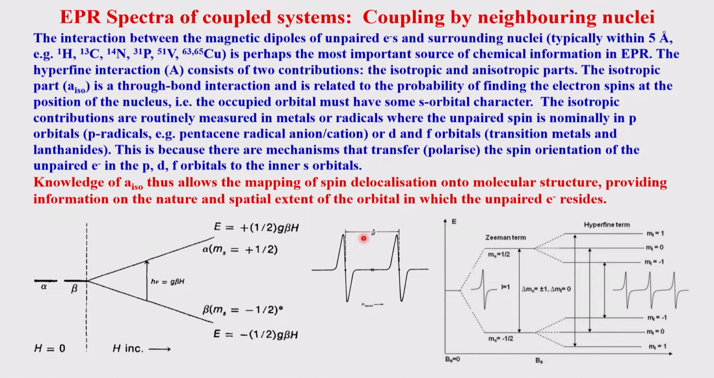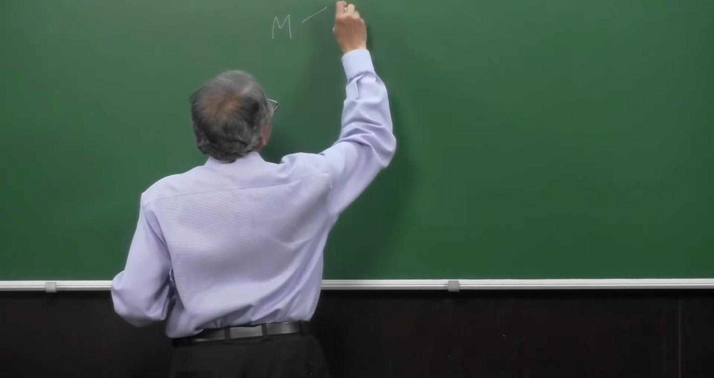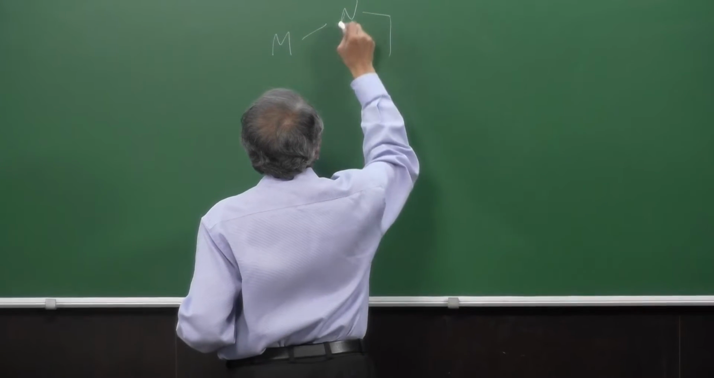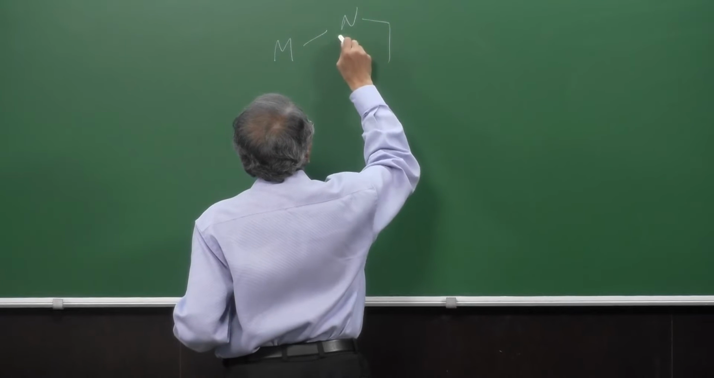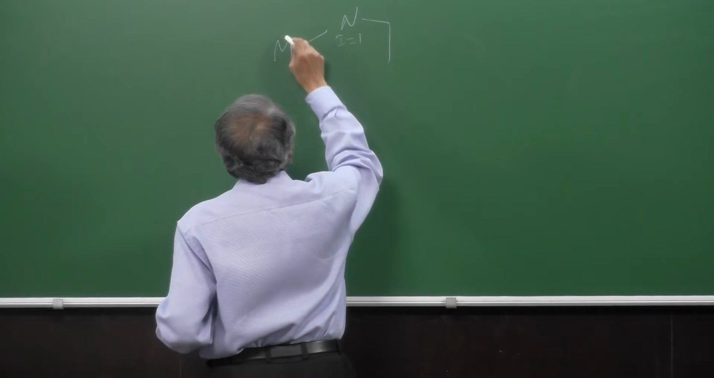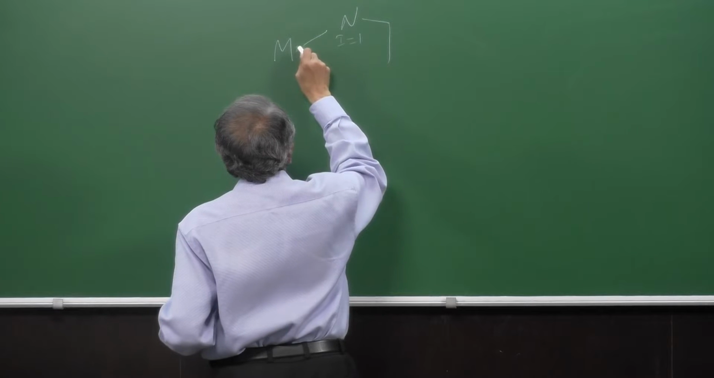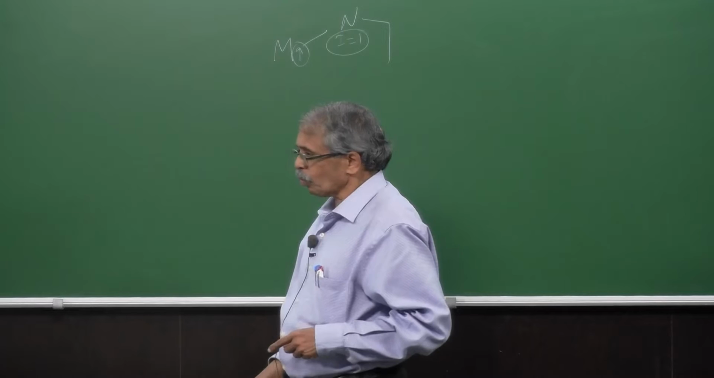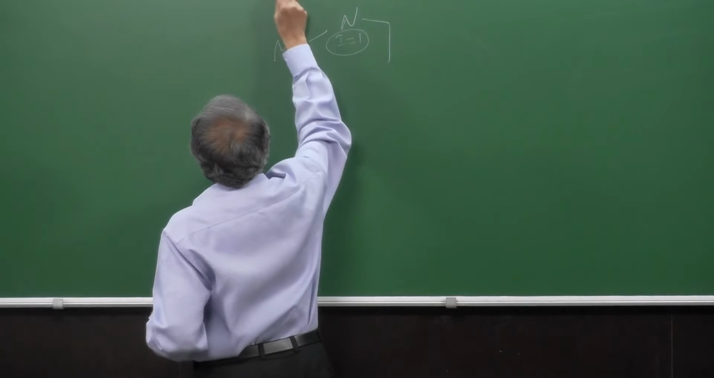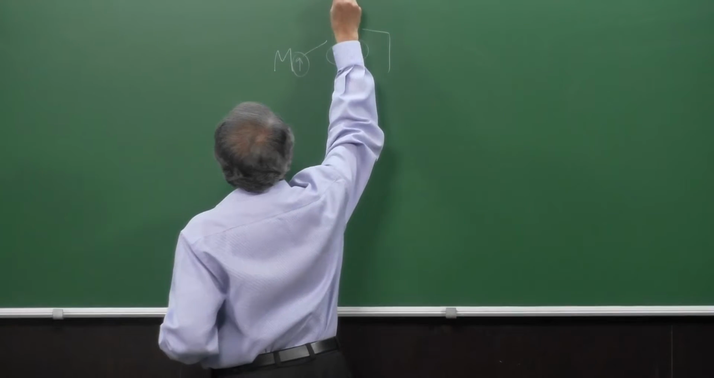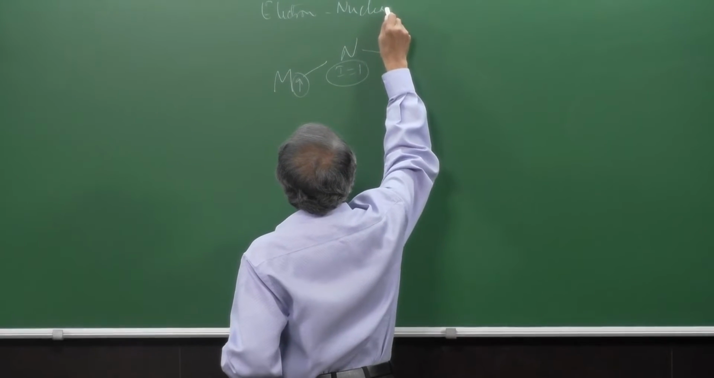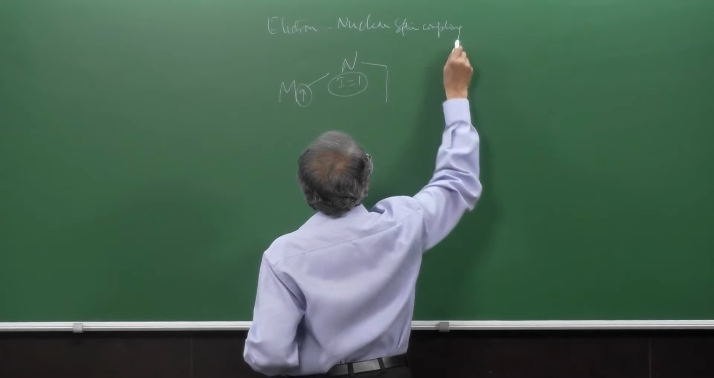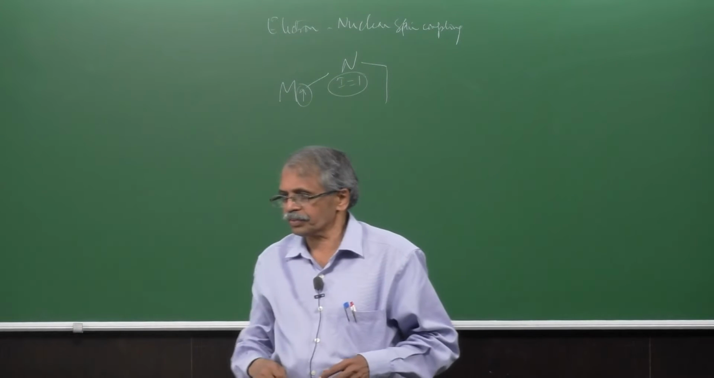I have, let's say, a metal ion connected to a ligand system, where the N has got I equal to 1. So this particular unpaired electron can couple with this I equal to 1. So what you are looking at is the electron nuclear spin coupling. This is the one which gives one of the signatures of this.